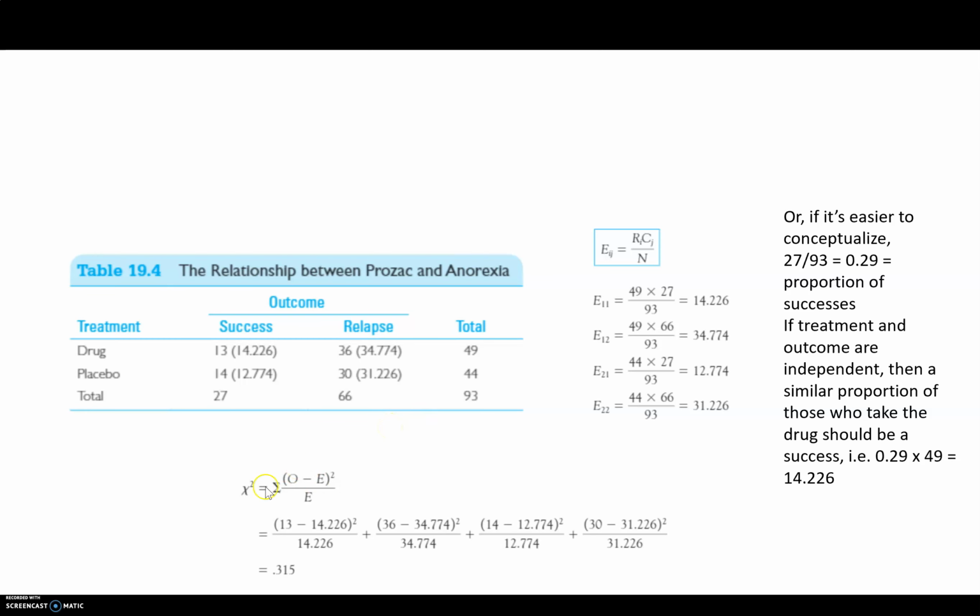So, it looks like you're probably not going to see a significant effect of the drug. Now, it could be that the placebo actually helps more than the drug, or it could just be due to chance, which is probably more likely. And so when you actually crunch it out, you can see that the chi-square is 0.315, and the p-value associated with that is actually like 0.57. So you would not reject the null hypothesis in this case, that the treatment is not related to outcome. You would not reject that null hypothesis.